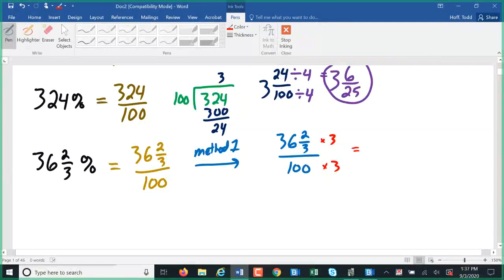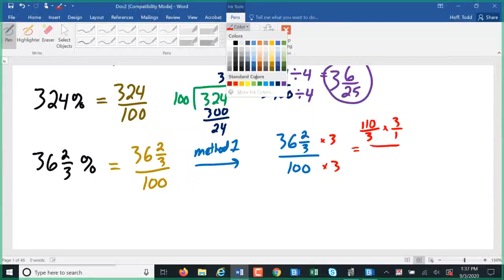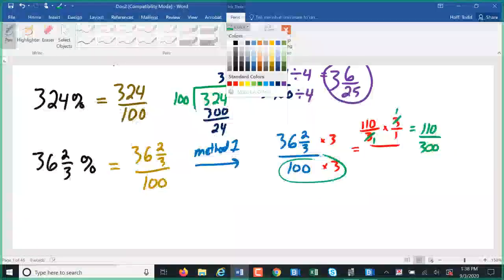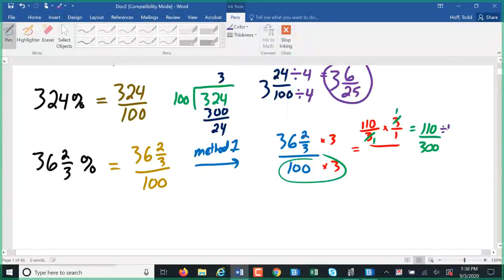Well, 36 2/3 times 3, I have to do 36 times 3 is 108, plus 2 is 110, over 3 times 3 over 1. Remember, when we multiply a fraction by a whole number, we put it over 1 to make it a fraction. The 3's cross cancel out, giving me 1 and 1. That multiplies to be 110. Well, 100 times 3 is just 300. Both of those will reduce by 10, because they end in zeros, giving me 11/30.